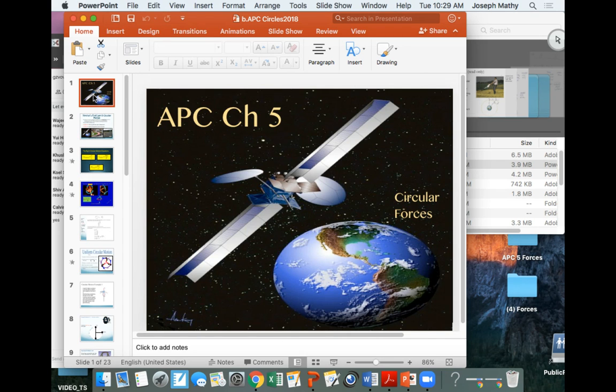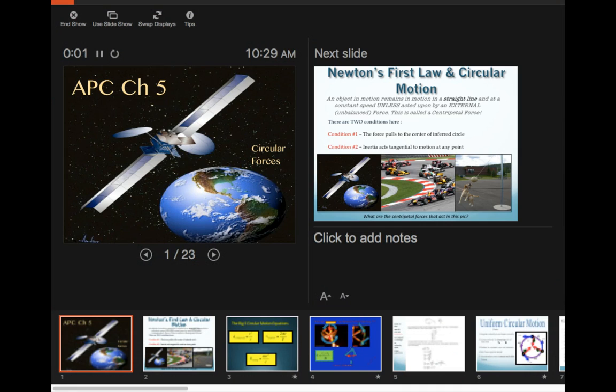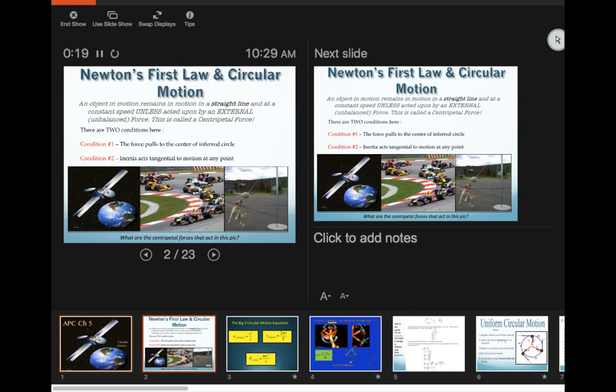So look, here's what I'm going to tell you, and I'm going to give it to you easy. Isaac Newton said that nothing can go in circular motion in this entire universe. Everything in this universe goes in a straight line. The only way something can go in a circle is if you apply an outside force to it.